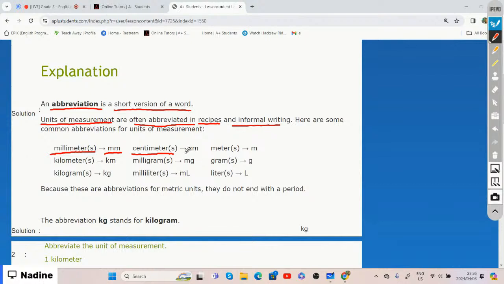Centimeters is cm, and this is used when you measure bigger things like your table. Remember, a ruler has 30 centimeters on it. You can even measure, let's say, a cupboard or a wardrobe with centimeters, right? And then we have the meters.